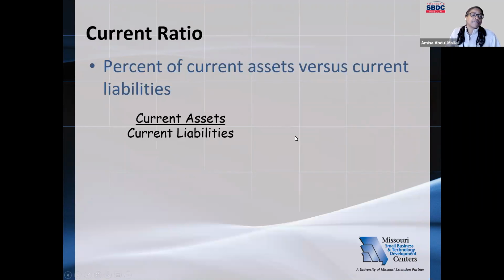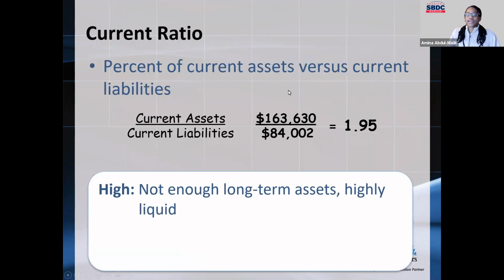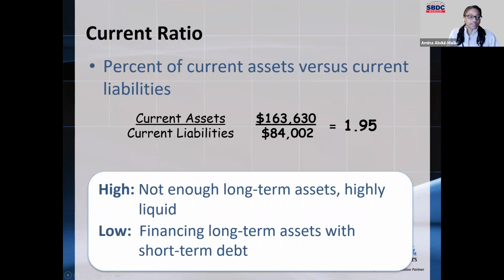The current ratio is one of my favorites. It's also one of the bank's favorites because what the current ratio is showing us is related directly to liquidity. And what do the banks care about when they give us a loan? Can they get their money back? So the current ratio describes the percent of current assets versus current liabilities. So the debt to equity takes all of that debt you have and all of that equity into consideration, but the current ratio is only taking into consideration those current assets.